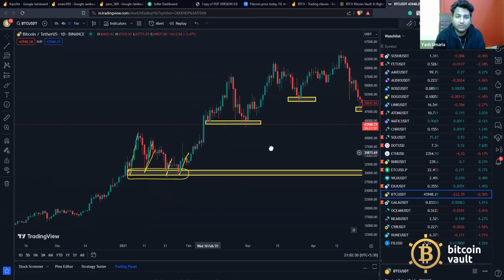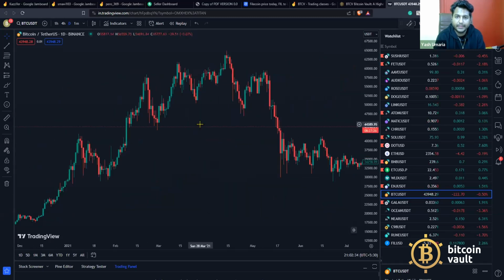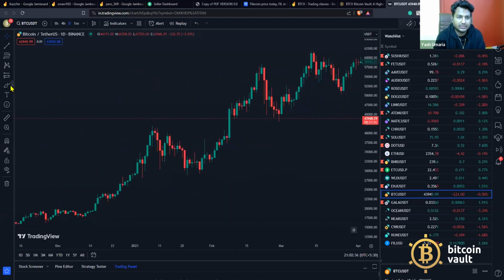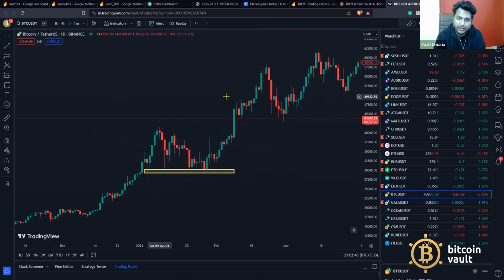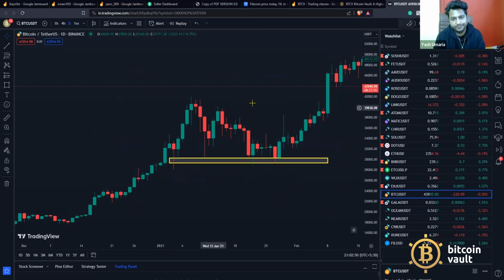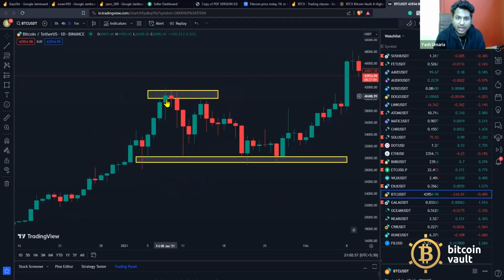Now let's talk about the resistance. Okay, let me remove everything from the screen. So now we have understood that this is a support zone. Why is it a support zone? Because the market is moving in the upward direction after touching that particular zone. That is the one thing. Okay. Now, what is a resistance zone? From a resistance zone, the market generally gets rejected. You see, after touching this particular zone, the market got rejected. Correct? The market moved down.